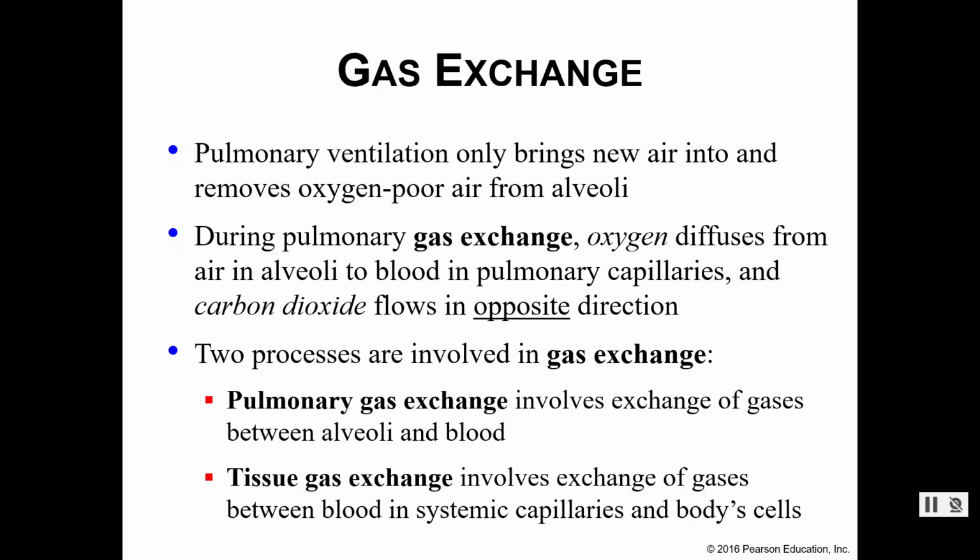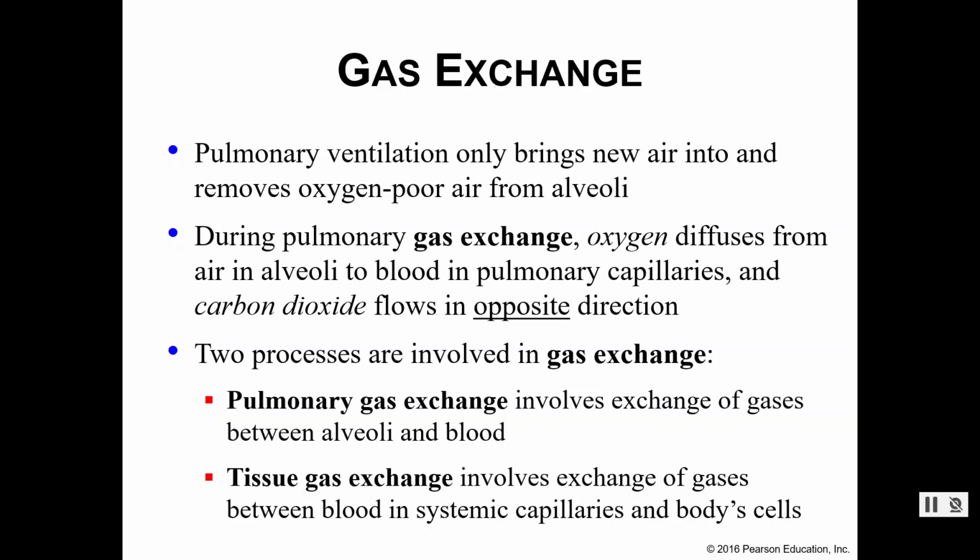So during pulmonary gas exchange, oxygen is going to diffuse from the air in the alveoli, which is coming from the atmosphere, into your pulmonary capillaries, and carbon dioxide is going to go the other way. Carbon dioxide is going to move from the capillaries into the alveoli, where we can then later breathe that out. You have two processes involved in gas exchange. We do pulmonary gas exchange, which is what we just described, exchanging oxygen and carbon dioxide between the alveoli and the blood.